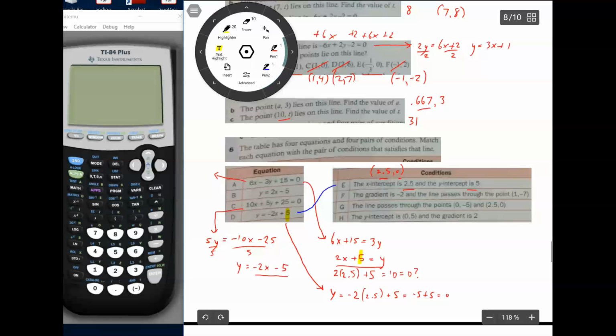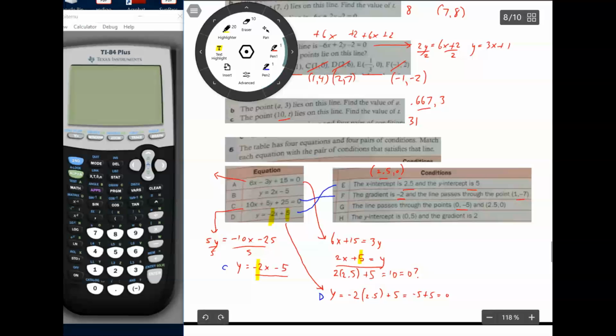So the next one says the gradient is negative 2 and the line passes through the point 1, negative 7. So the gradient is negative 2. So that could be this one, or let's see, are there any others with a gradient of negative 2? This one. Okay, but this one was already chosen, so we know this one is not right. Okay, so it must be C. Okay, and this one is D. So C and D are already chosen. Now we'll go to the next one.